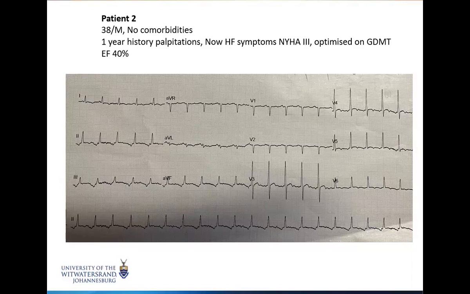So I would like one of the registrars to tell me what the diagnosis here is. It's a narrow complex, regular tachycardia, but we are seeing that the P waves in the inferior leads are negative. So this is an atrial tachycardia, okay? So yes, we're saying this is not coming from the sinus node, great.